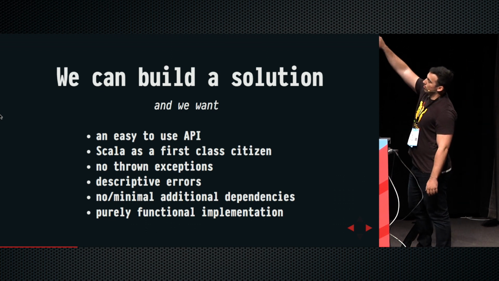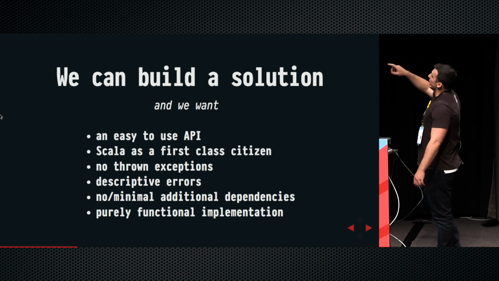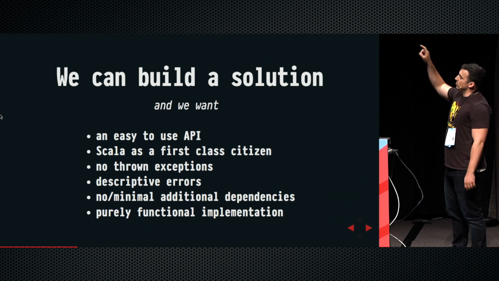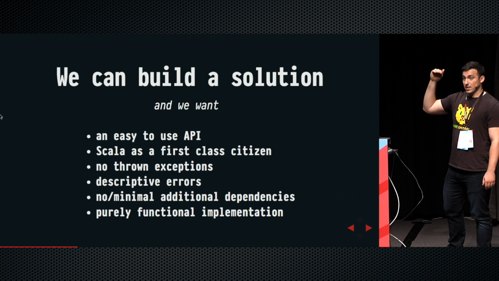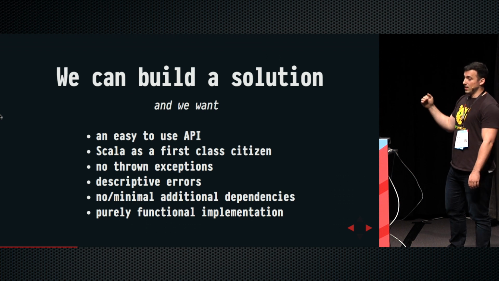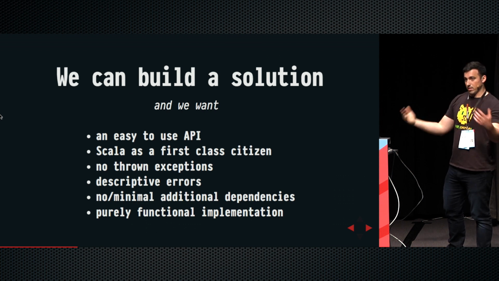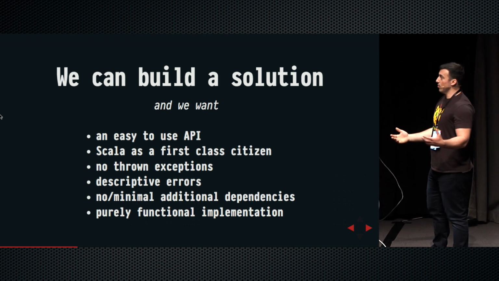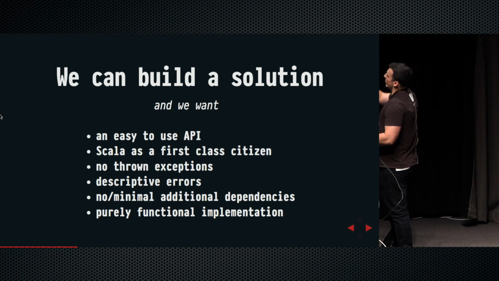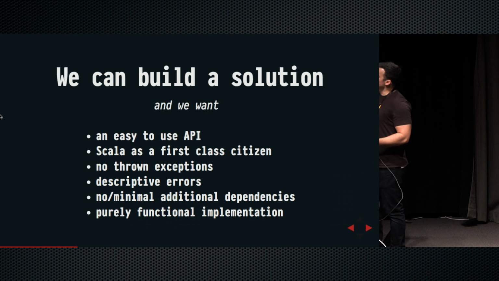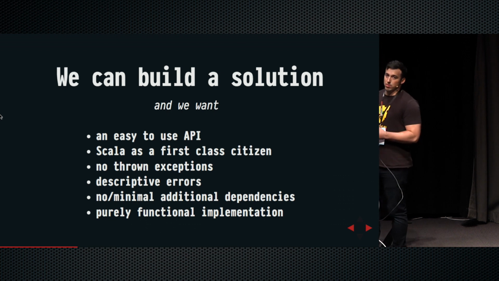Because we want to avoid throwing any exceptions. With that in mind, we'd also really like to have descriptive errors that tell us exactly what's wrong, and ideally tell us everything that's wrong, or as much as we can know at any given point in time. And then we would also like no or minimal additional dependencies to our build.